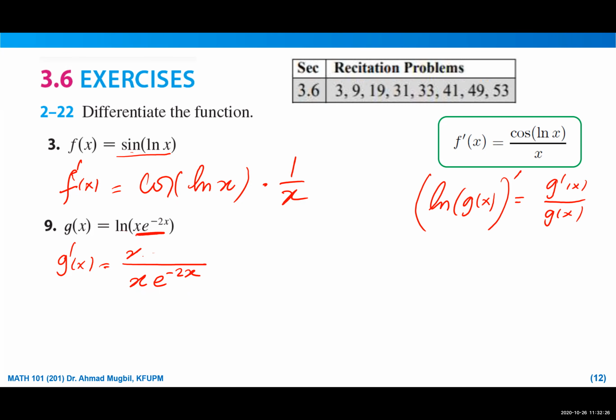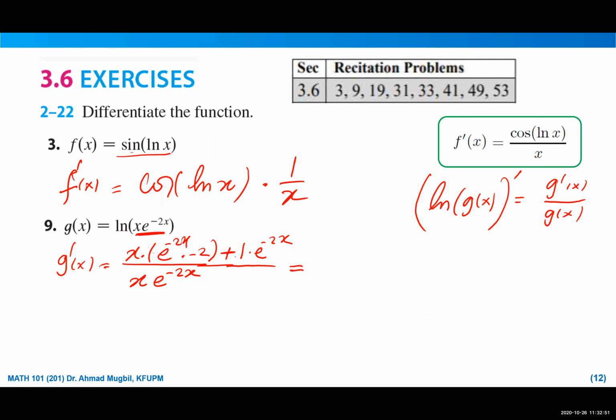It is x times the derivative of e to the power negative 2x, which is e to the power negative 2x multiplied by the derivative of the power, which is negative 2. Be careful about the signs. Minus or plus, it is plus because we are differentiating this now. It will be the first times the derivative of the second, plus the derivative of the first, which is 1, times e to the power negative 2x.